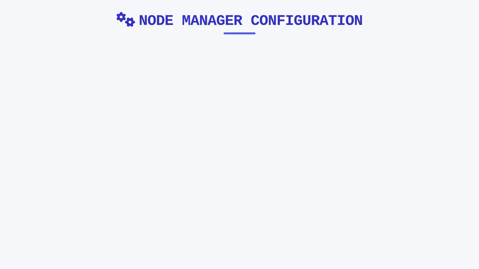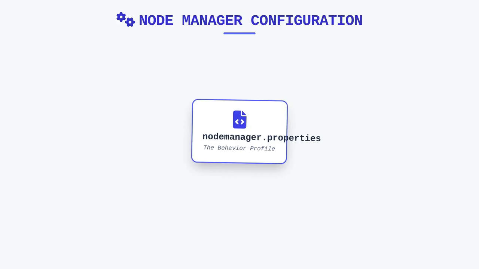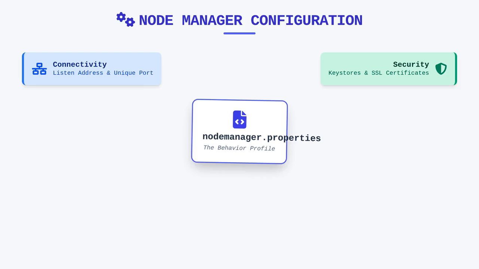The heart of the Node Manager's configuration is the Node Manager Properties file, a profile that dictates how the agent behaves and interacts with the host operating system. Within this file, you define the listen address and the unique port number that the agent will use to accept incoming management commands from the administration server. Security is clearly a primary concern here, as we must define the key stores and identity certificates to facilitate SSL communication between the administration server and the Node Manager.